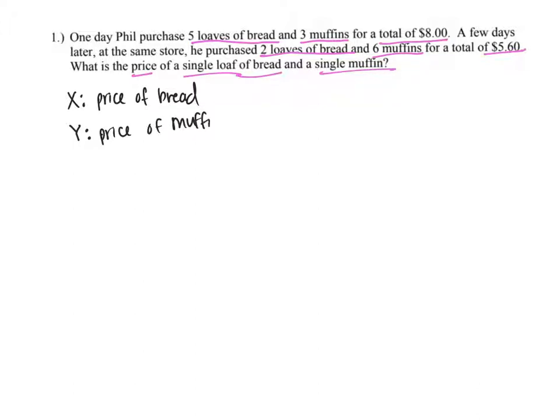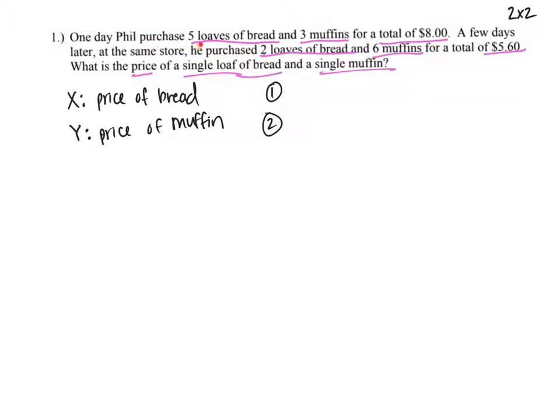So because I have two variables, if I want to solve for it, I need two equations. So this type of problem, I'm solving a 2x2 system of equations. I'm going to start by figuring out what my two equations are going to be, and I think Phil's shopping might expose what our equation might be.